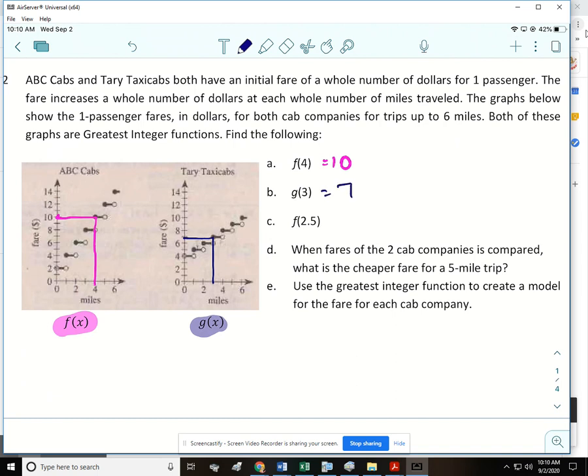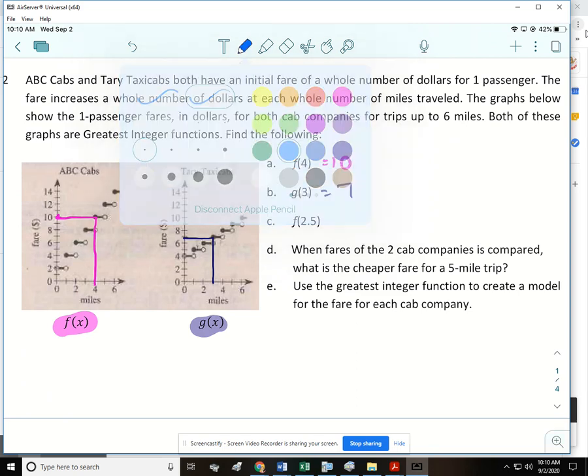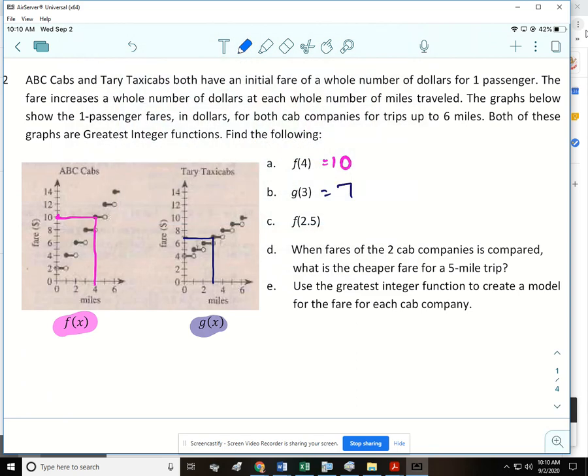Right? And then f of 2.5. So 2.5 is between 2 and 3. We'll go up. We hit the solid line at 6.